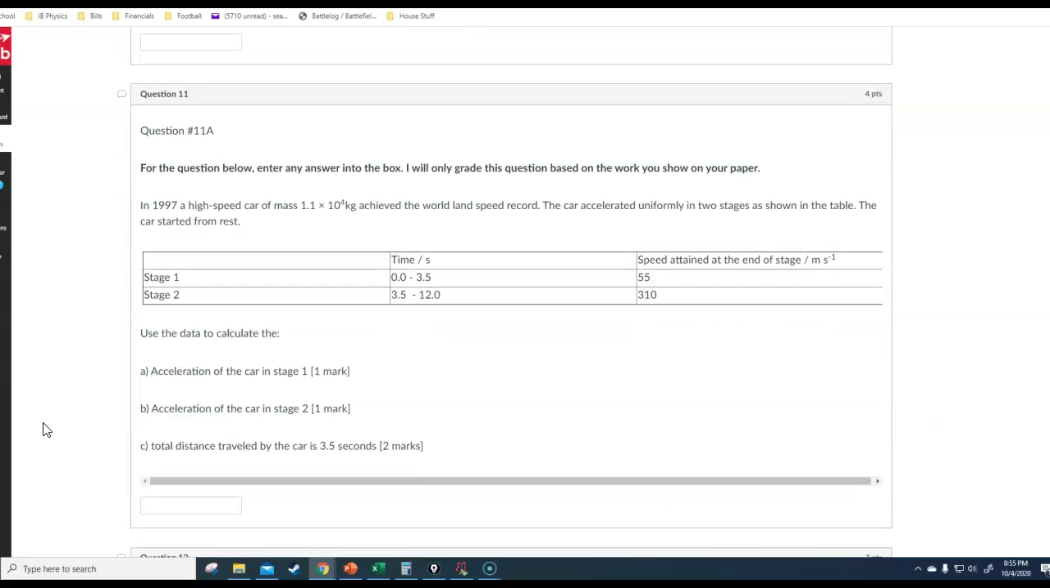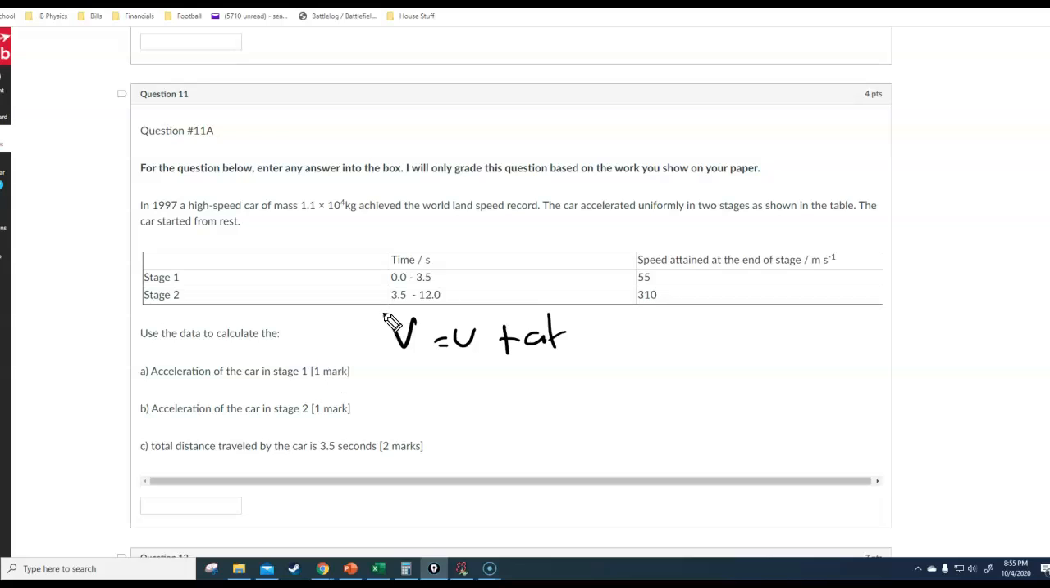Question 11. I did not grade question C because on a couple of the versions, there was an issue with question C, so I only graded A and B, and a lot of people did pretty good on A and B. It's just asking you to find the acceleration for the different stages. Okay, so in both cases, you're using this equation right here.